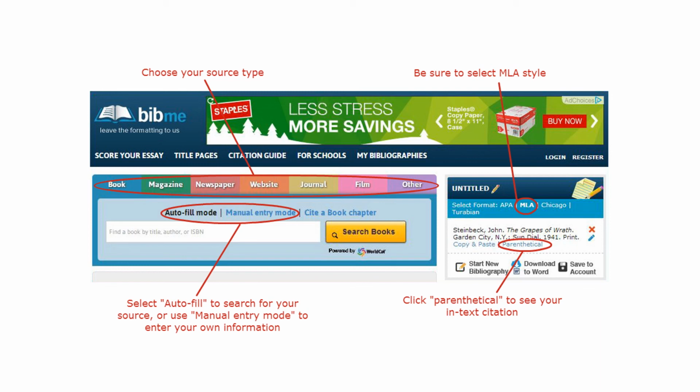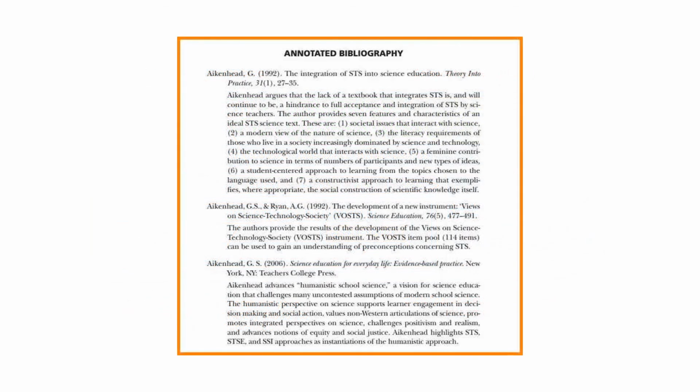And then in the part where it says APA, MLA, and Chicago, you have to choose the style of referencing you're going to use. The most common for this course is going to be APA. All right, and then this will be the result of your work in BibMe.